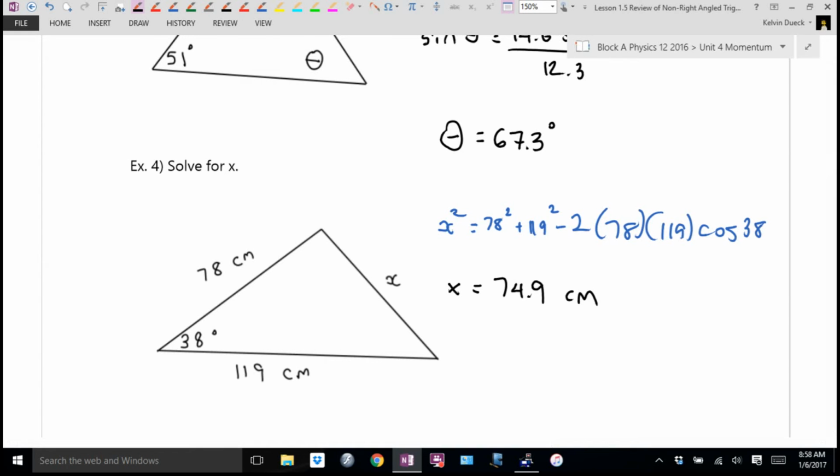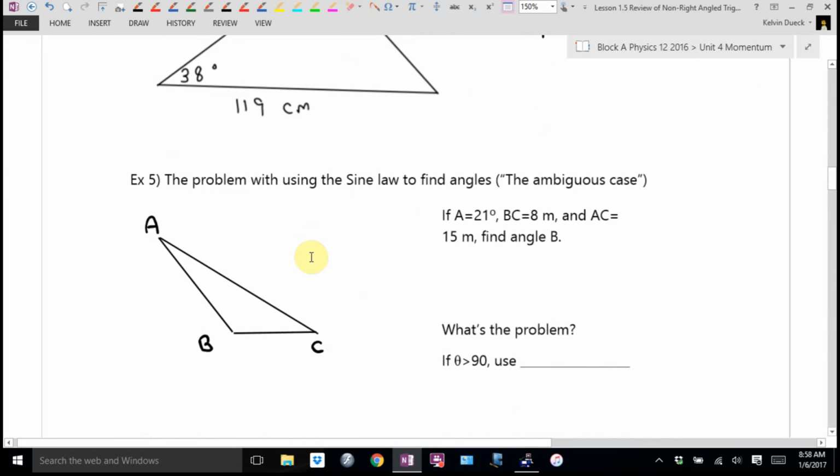By the way, now that I know that X is 74.9, now I do have a pair. So if I wanted to find the angles, use the sine law. Or can I? There's a problem. I will say in physics, because I'll be picking my triangles carefully, you will always be able to use the sine law, I think. In real quote-unquote math, the sine law has a glitch. There's a problem. We call it the ambiguous case.